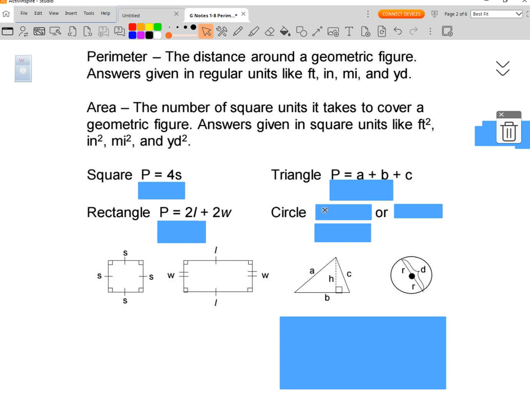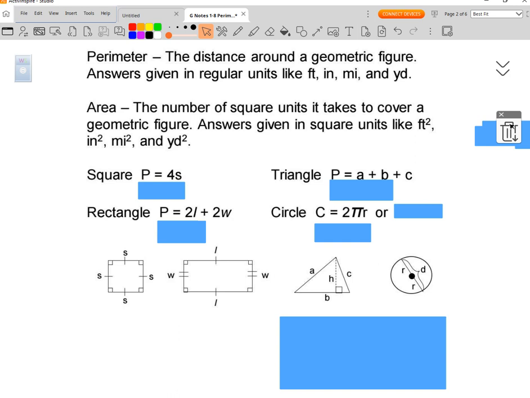So now the perimeter of a circle. There is no perimeter of a circle, but what we call it is the circumference. Yes, Tyler? All right, so to find the perimeter of a circle, it's not the perimeter, but it is the same basic concept. It's called the circumference, and it's 2 times pi times the radius of a circle.